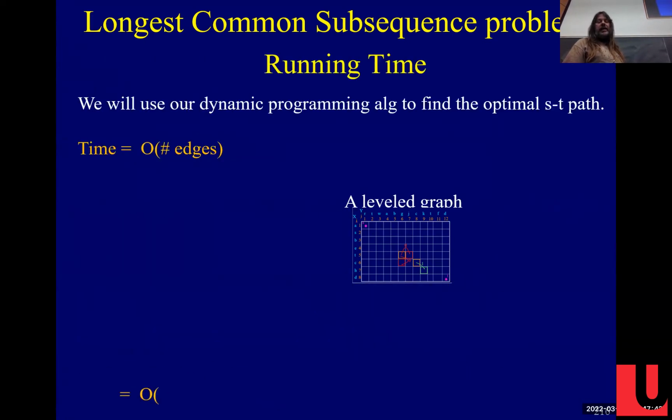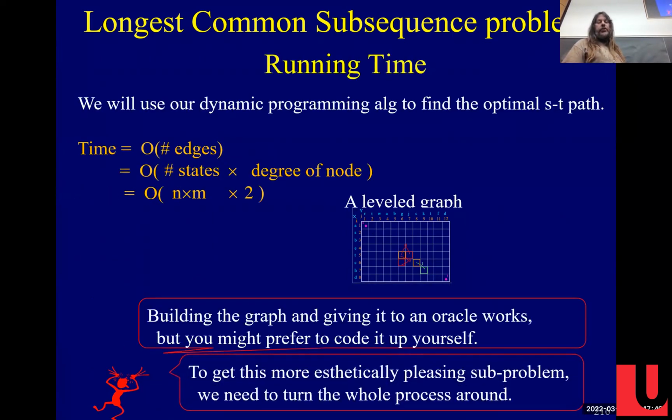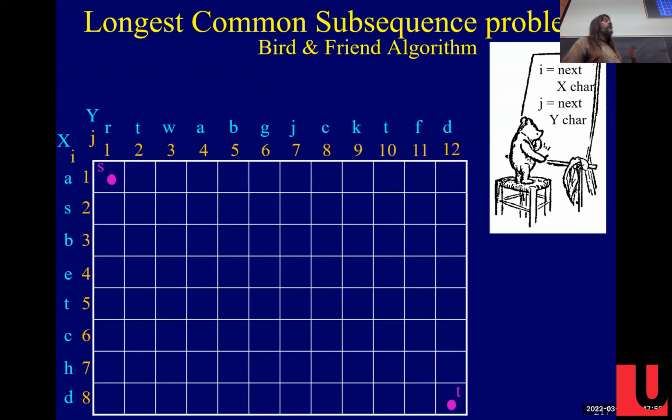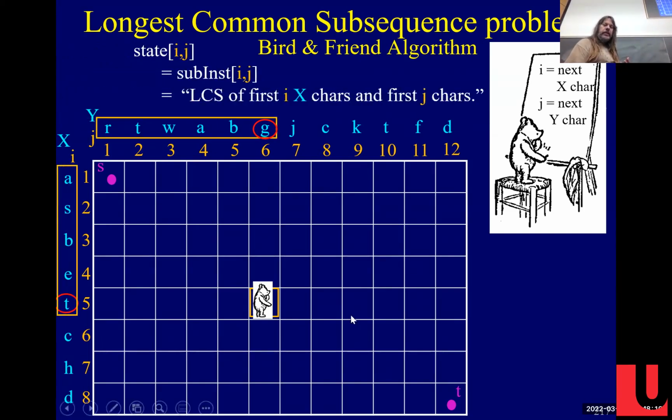But if we decide that we want to code the thing up, then we want to turn stuff around. And so that was our turning around. So here, we're going to turn the graph around, right? We're going to just take an entire graph and turn it around. So what does that mean? That means from a bird friend algorithm, I'm personally working on, Pooh Bear here, he's working on a subinstance, right?